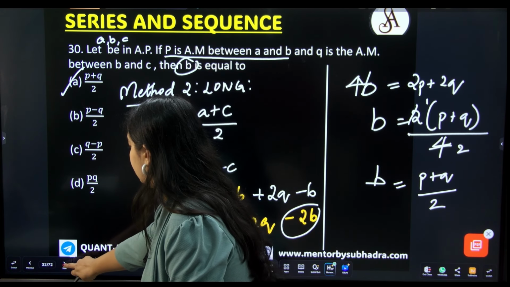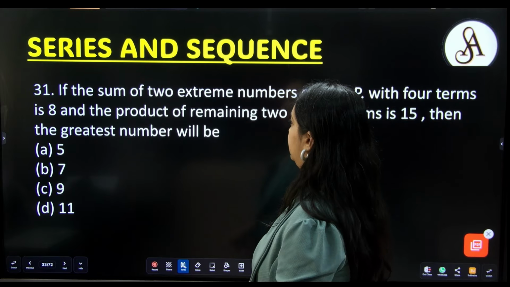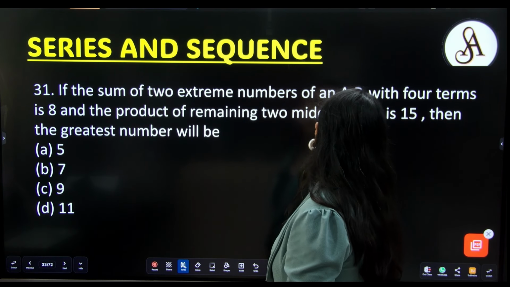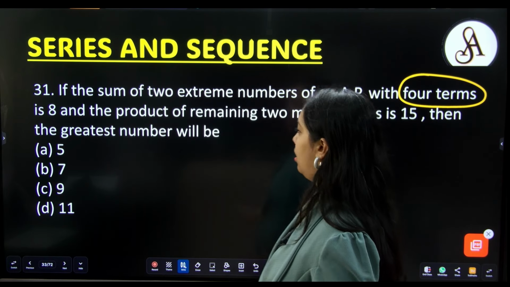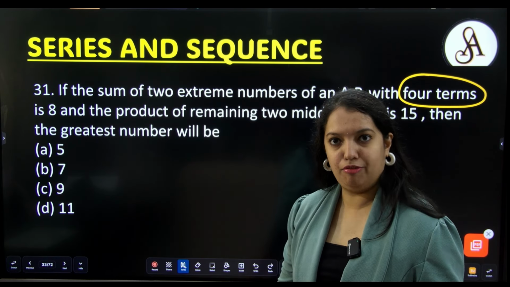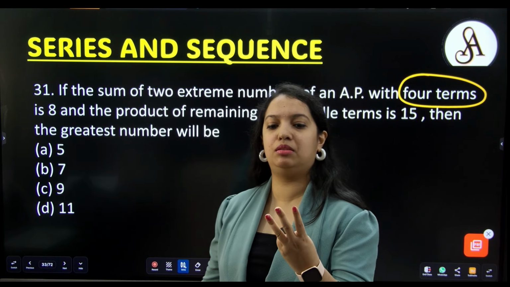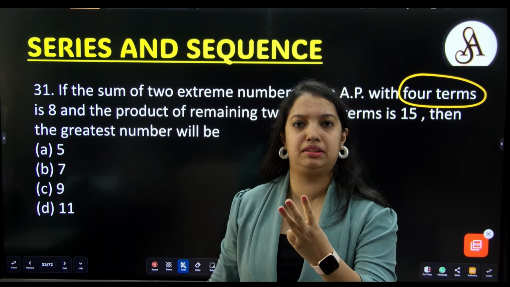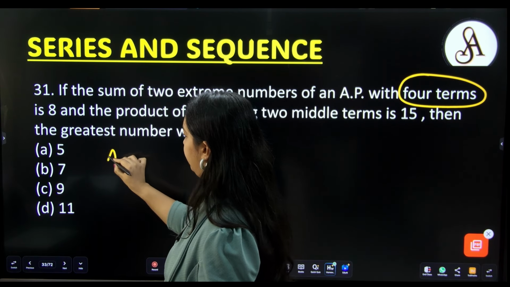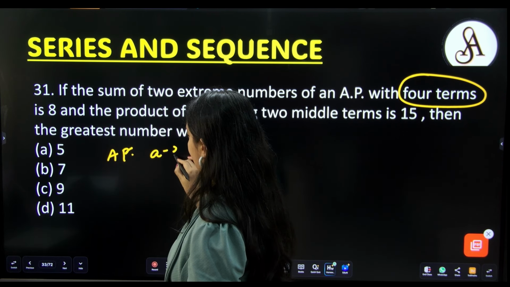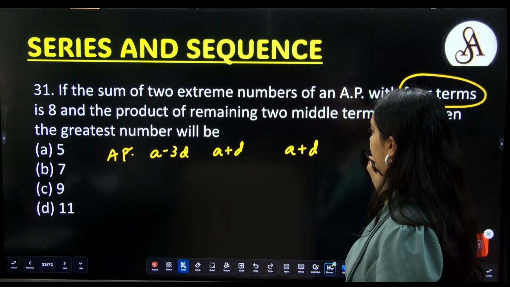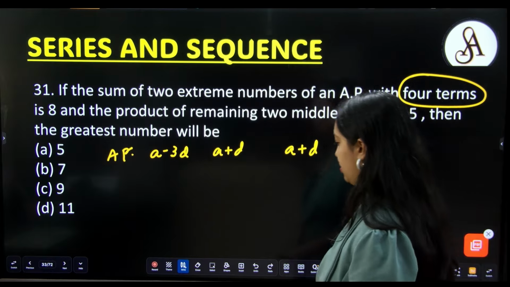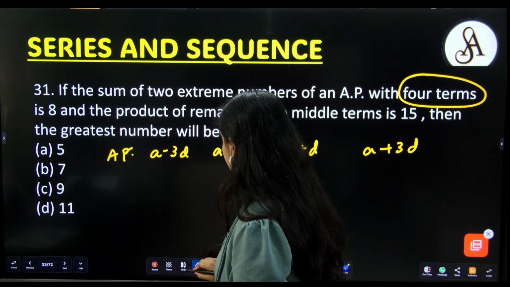Next, the sum of two extremes of an AP with 4 terms is 8. If 4 terms are in AP, we have learned this in the class. If 3 terms are there, A minus D, A, A plus D. If 4 terms are there in AP, those terms will be A minus 3D, A minus D, A plus D and A plus 3D. I should have changed this to a minus sign.